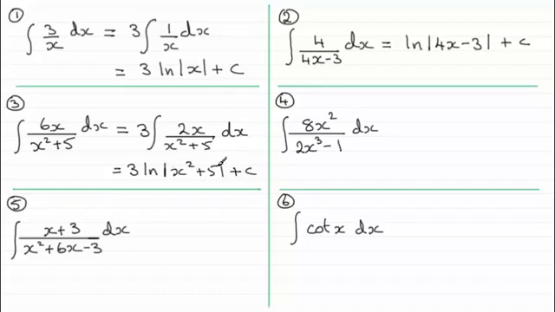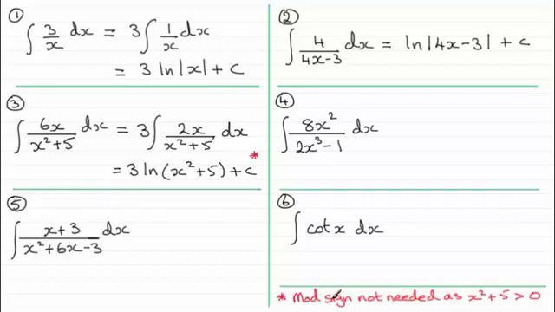Now with this one, I don't really need to write a modulus sign in, because for any value of x, positive or negative, this term here, because I'm squaring it, is going to be positive, and adding it to another positive value is guaranteed to be positive. So I'm not going to write the modulus sign in, I'm just going to write brackets there. So if I make a note of that, you can see that the modulus sign is not needed, as x squared plus 5 is always going to be greater than 0, a positive result.